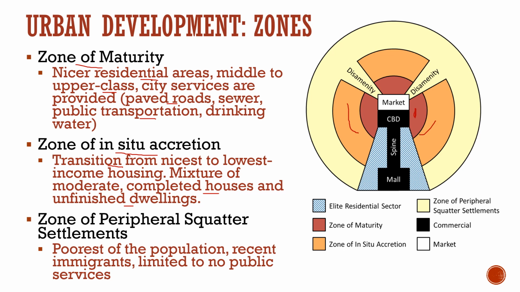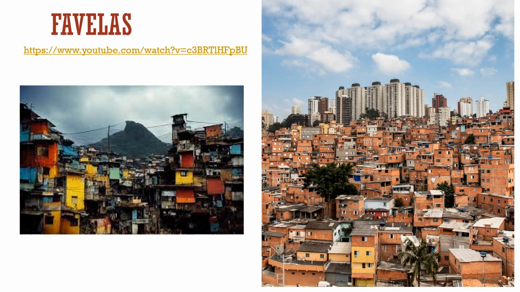So that zone of maturity here closest to the downtown area, then the in situ accretion, and then on the outside, the peripheral squatter settlements. So this would again be the poorest of the populations, immigrants, but we have no public services in these areas. And that has led to what are called favelas. And a little video here if you're interested in these.